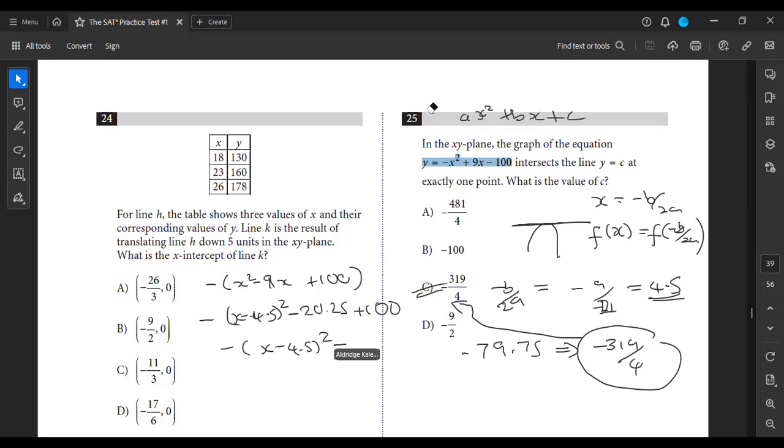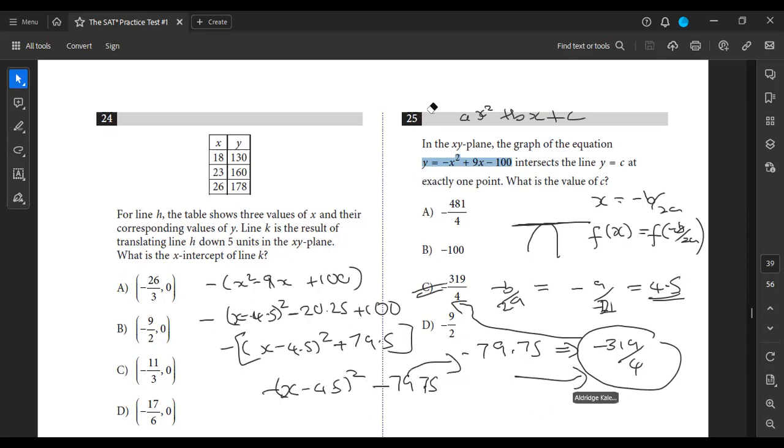100 minus 20.25 is 79.75. This is a positive. But remember, there is that negative outside. So we have negative x minus 4.5 squared minus 79.75, which is the same as 319 over 4. So our answer is C.